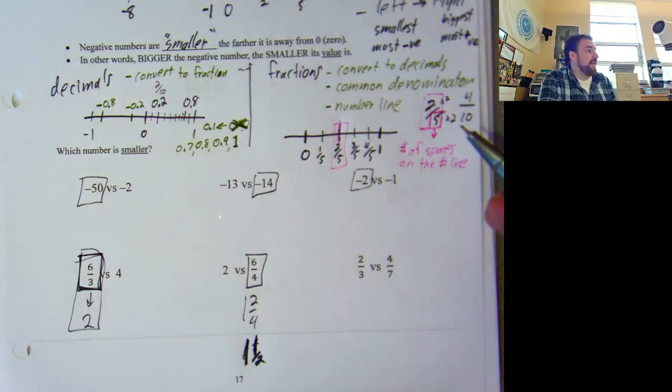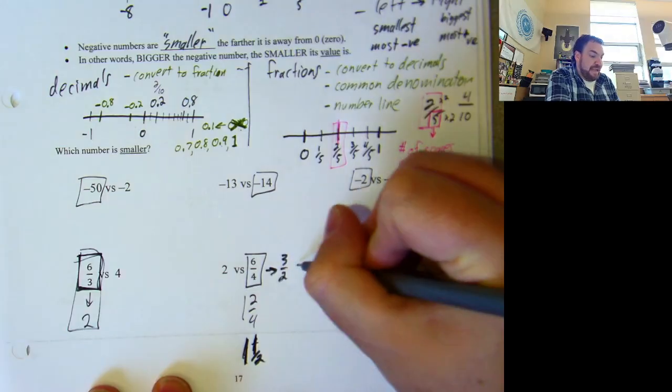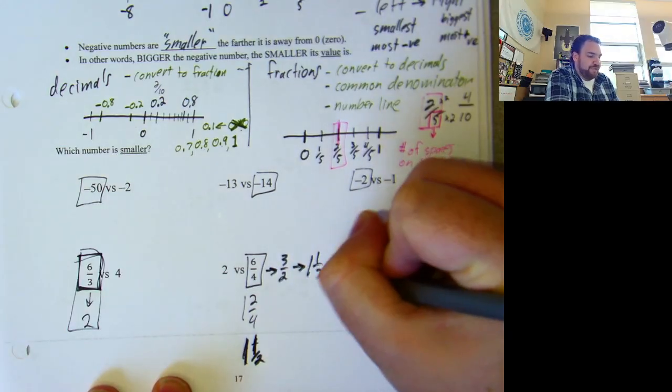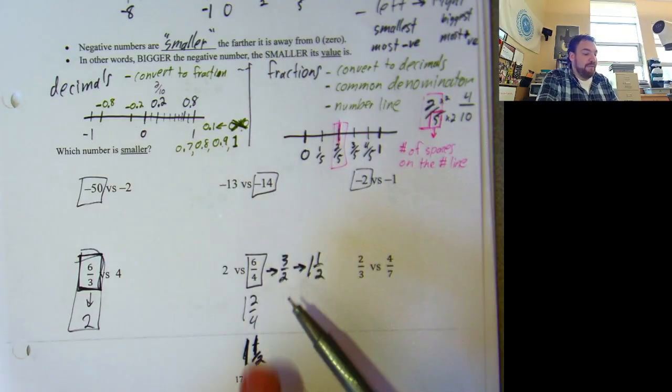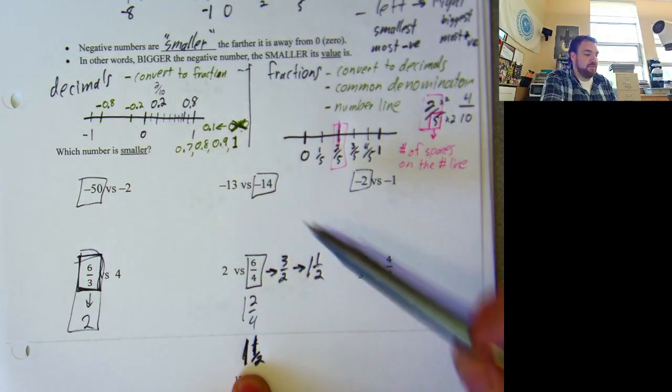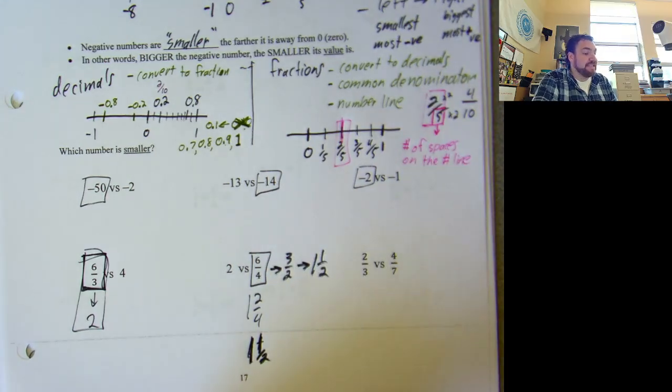In the other class, they did it the other way first. They said, oh, 6/4 is 3/2, and then 3/2 is 1 and 1/2. Doesn't matter which way you go. At the end of the day, whatever method you choose, you can identify that 6/4 is the smaller one there.